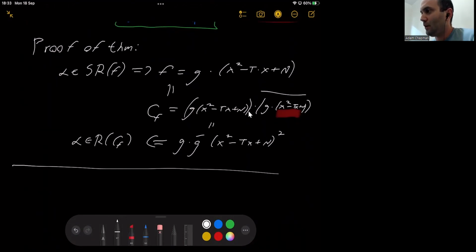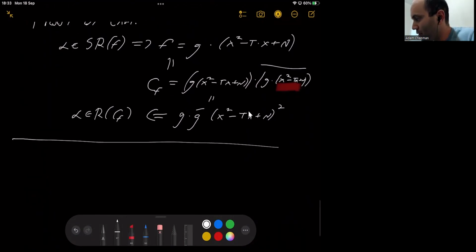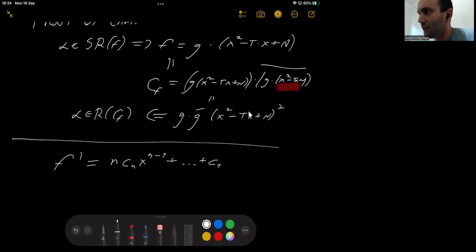So here we talk about the formal derivative. Okay, you have a polynomial, and its derivative is just taking, you have x to the n, so you take the n down as a coefficient, and then the power is reduced by 1, and you end up with C1 instead of C0.